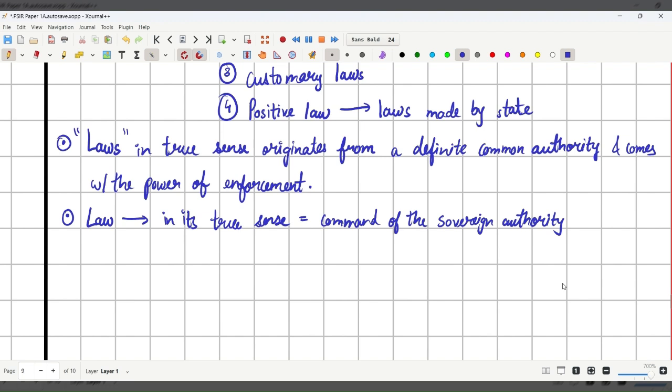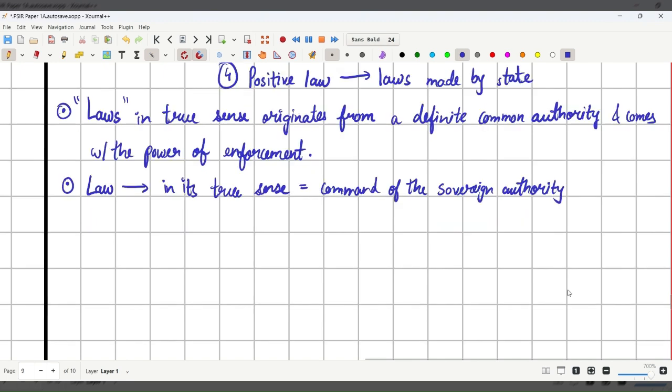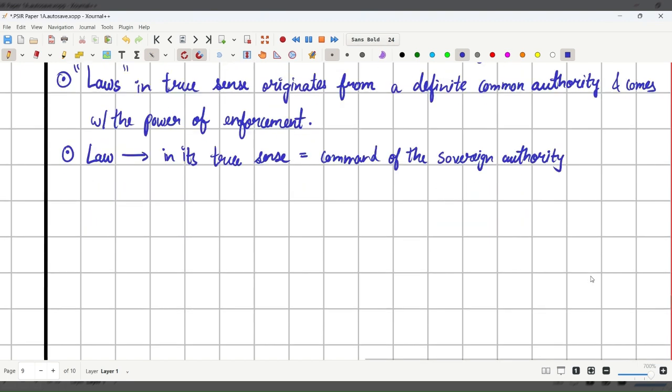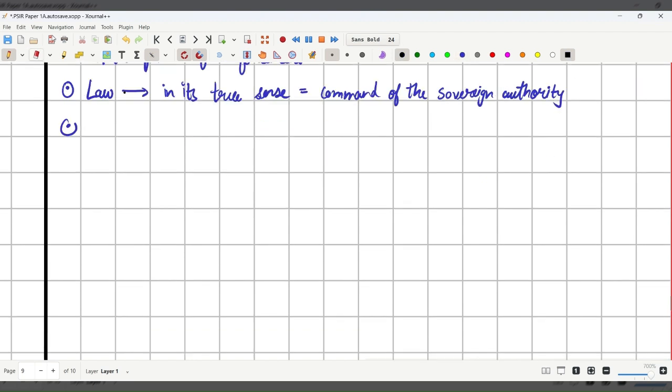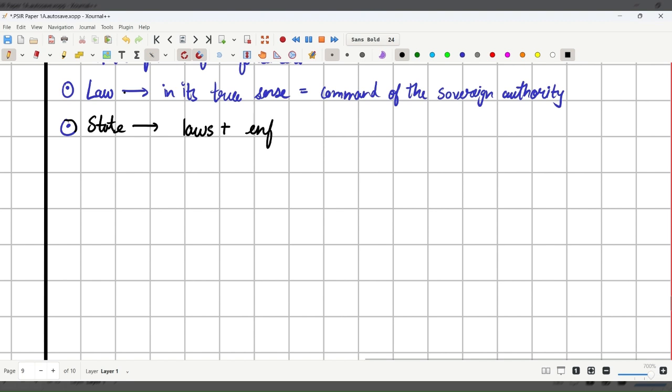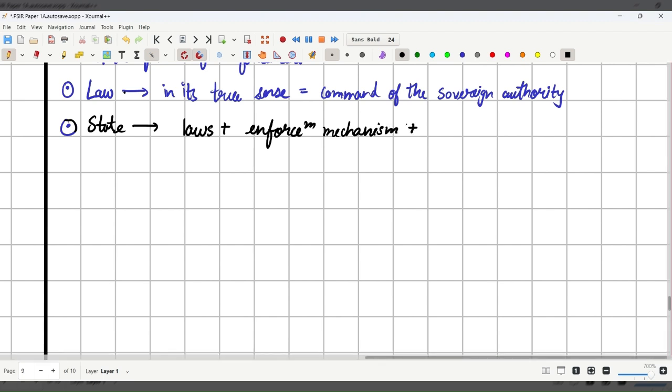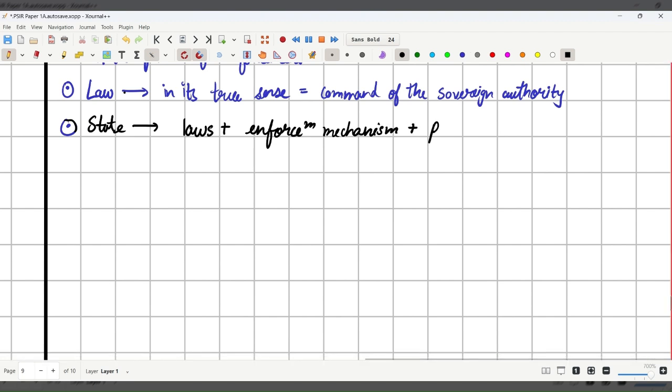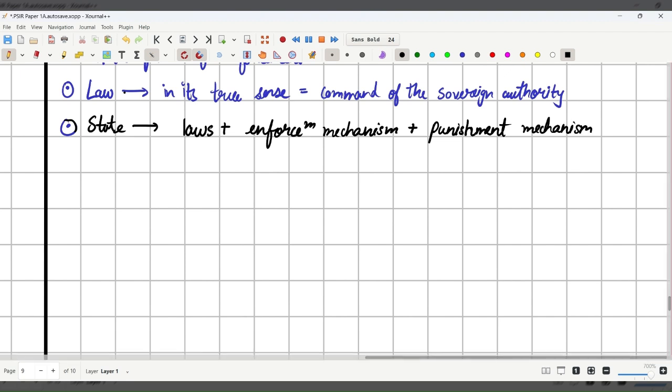Then according to Hobbes, what does a state comprise of? The state basically comprises of laws plus enforcement mechanisms, which are bureaucrats, plus a punishment mechanism. So this is what basically is the state.